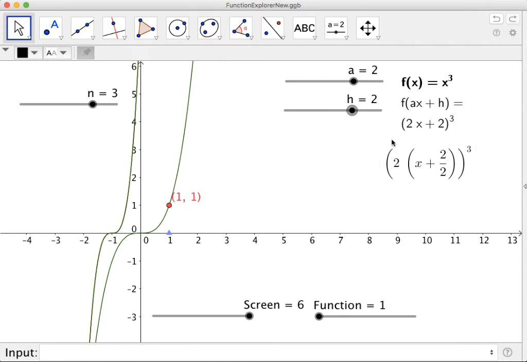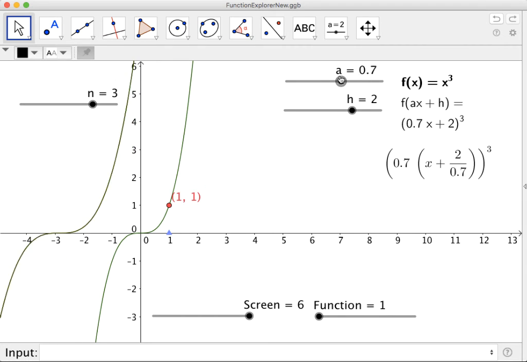And the reason is, the way we really should think about this is, because this value a is no longer equal to 1, we can think about this (2x + 2) cubed as 2 times, and then in parentheses, x plus this 2 divided by 2, or really x plus 1. And so what that means is that the function just slides to the left 1 unit instead of 2.